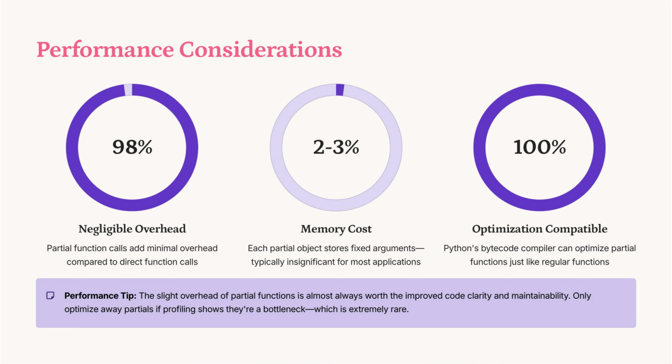Partial functions introduce negligible overhead, typically 2 to 3% in memory cost, while maintaining optimization compatibility with Python's bytecode compiler. This slight overhead is often justified by the enhanced code clarity and maintainability they provide. Optimize away partials only if profiling identifies them as a bottleneck, which is rare.